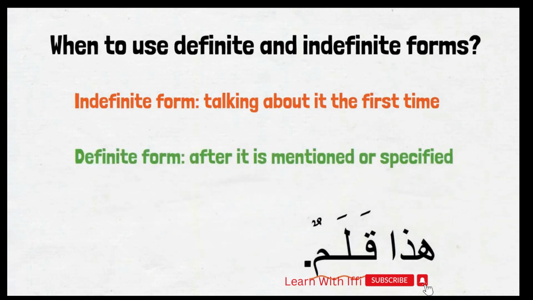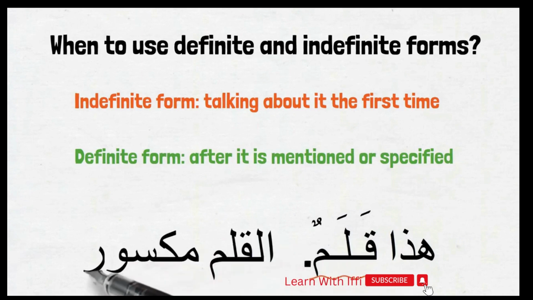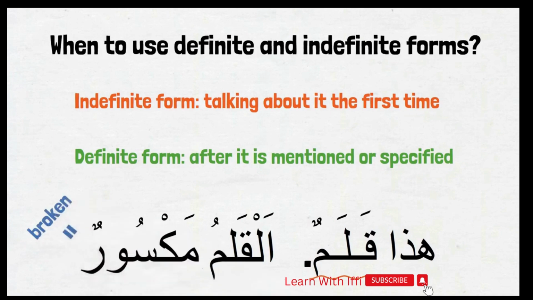Now that we know which pen we are talking about, we can mention it using definite form next time. For example, after هذا قلم, we can say القلم مكسور, which means the pen is broken. مكسور is a new word here, which means broken. القلم مكسور means the pen is broken. So here, both the speaker and the listener know what specific pen is being talked about. That is why the pen al-qalamu is coming in definite form in the second sentence.